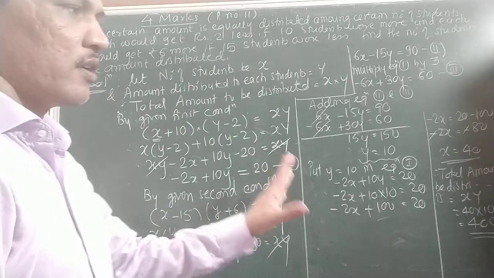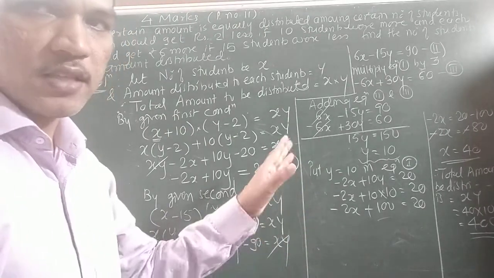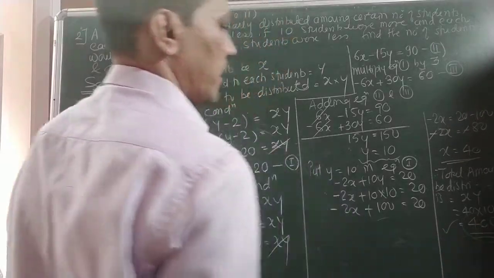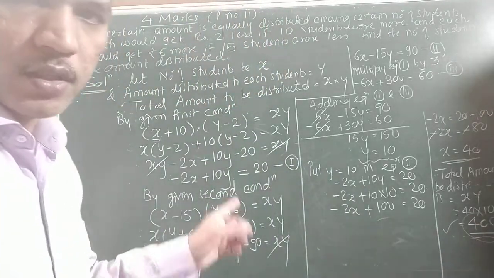So this cross check is for our confidence whether your answer is right or wrong, but your answer is up to here. Total money I have is 400. Okay, just copy this one.